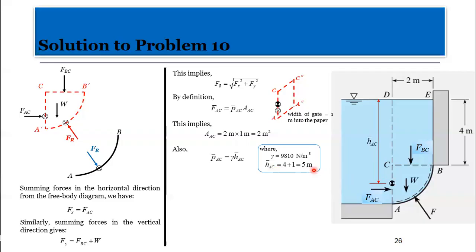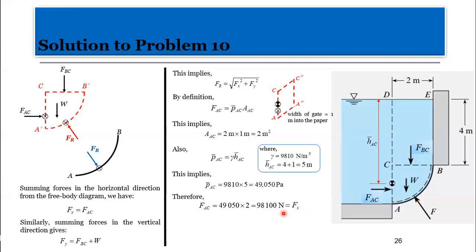5 meters, okay? So this implies that I can easily find what? My force AC, my PAC to be that. Gamma is that, okay? Now that I have my PAC, I can find what? My FAC, which is simply what? 49,050 Pascal times 2, which is 98,100 newtons, okay?